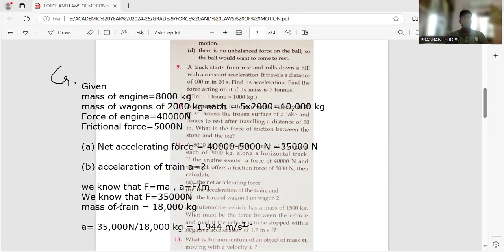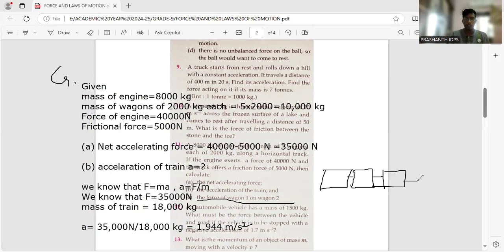Okay, so this is the acceleration of the train. Hope it is clear, right? Now we need to find the final one and the force of wagon 1 on wagon 2. It is very important. He's asking to find, so how many wagons are there? There are total 4, excluding the engine. So total 5. 5 are there.